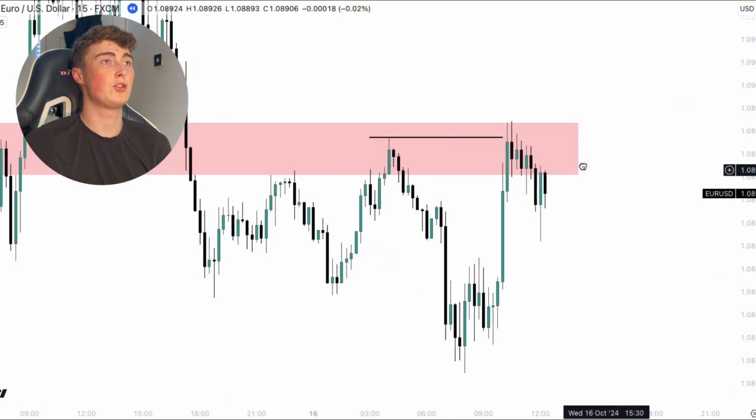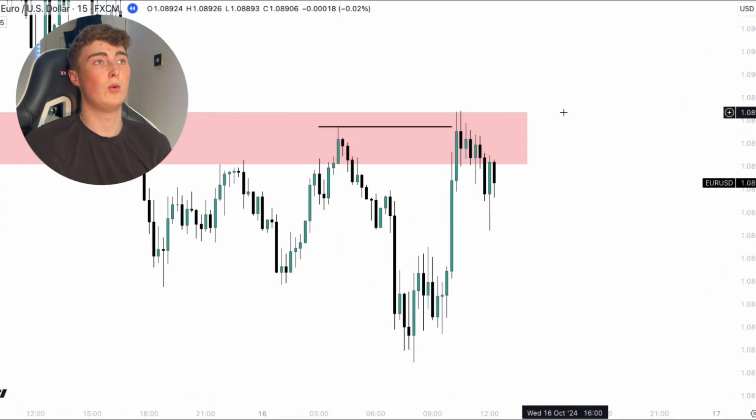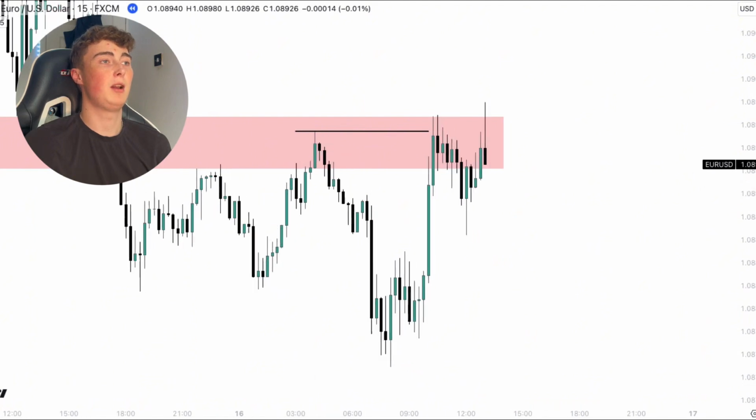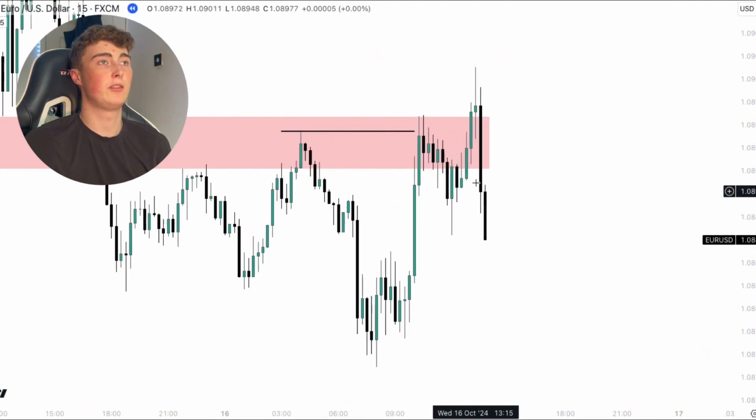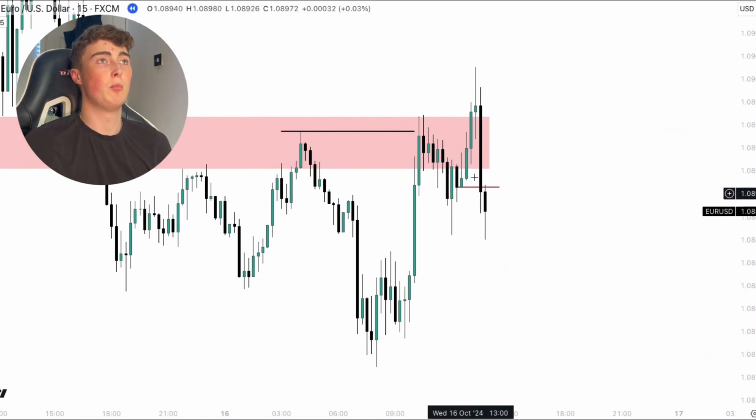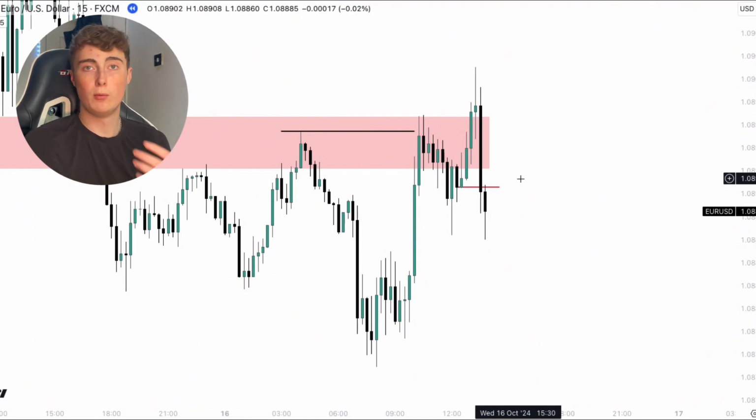So when it came to the entry, I was simply looking for some kind of shift on the 15-minute. Okay, if I let it play out, you'll see that we get that shift here. Okay, we've got that 15-minute shift because price has closed below this low here, below the bodies of the candles, and that essentially is forming a bearish order block, forming bearish arrays.